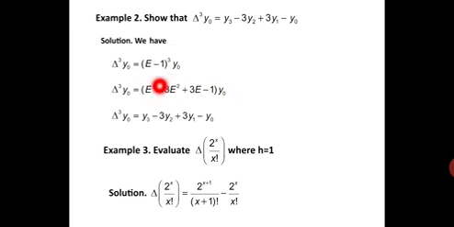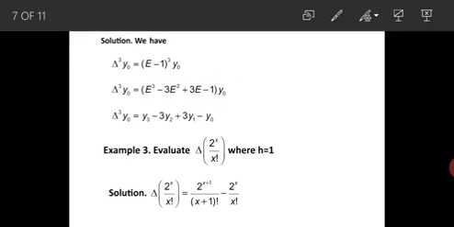Now I will multiply this with here. It will become E cube y0. I will write it once again: it will become E cube times y0. Right, friends?